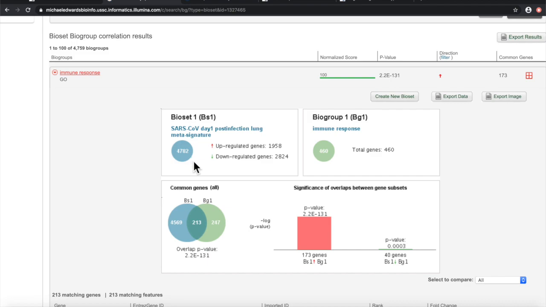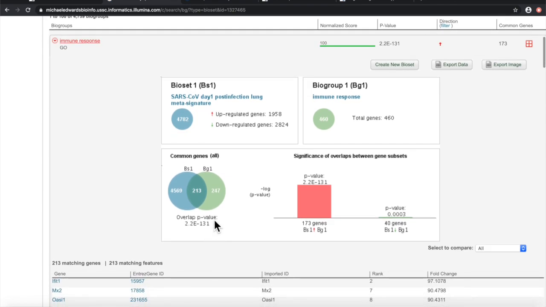On the left, we see our number of signature genes recognized by the platform, which is 4,782. From these genes, we can see that 1,958 genes went up at day 1 of infection, while 2,824 genes went down. The total amount of genes in the immune response category is 460, and approximately 46% of them also showed up in our day 1 signature. The odds of this happening by random chance is given below the Venn diagram. Again, very, very small chance that this would happen by random chance.